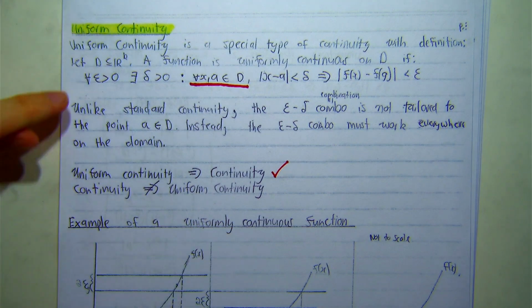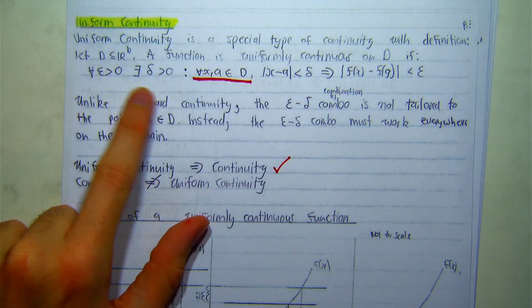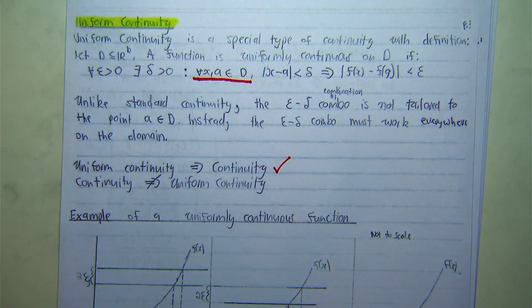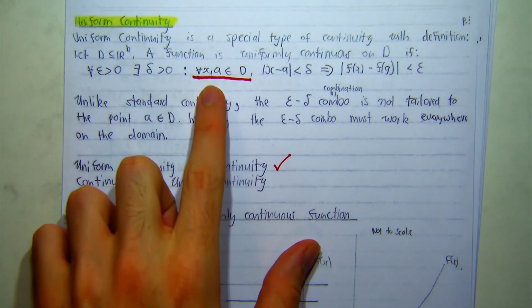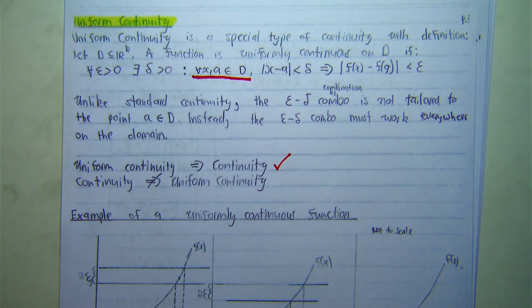Before, we would look at all epsilon greater than 0 and a specific point a in our domain, and then check if the epsilon delta definition worked for that point. But now we need to apply our epsilon delta definition in a universal way that works for all points in the domain. So the idea is that the way that f is continuous is uniform. It's the same way across all points in its domain.